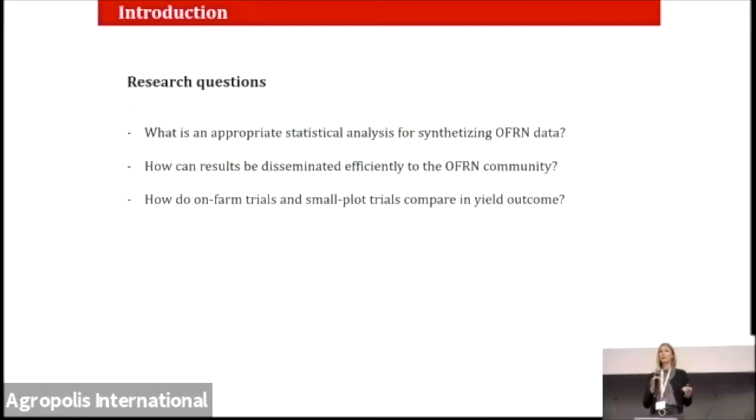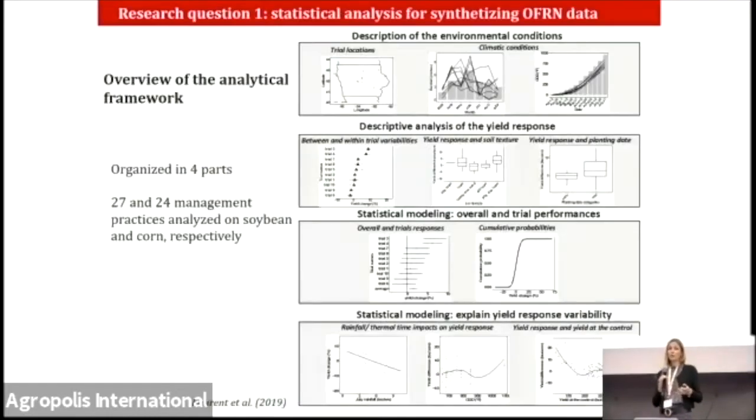In that context, we have 3 research questions. The first one is, what is an appropriate statistical analysis for synthesizing on-farm research network data? The second one is related to data visualization: how can results be disseminated to the on-farm research network community? And finally, as we are interested in on-farm trials, we also wonder how on-farm trials and small plot trials from research stations compare in yield outcome. So let's dive into the first research question about the statistical analysis.